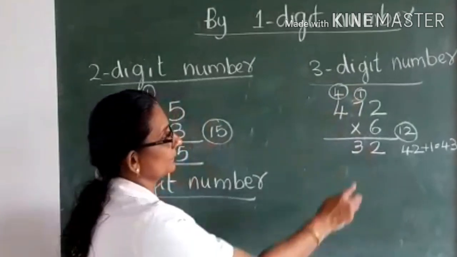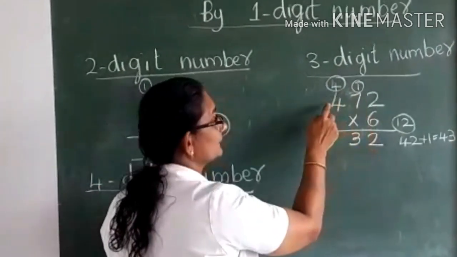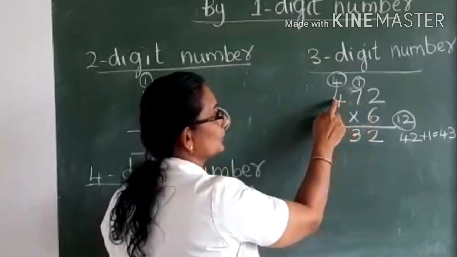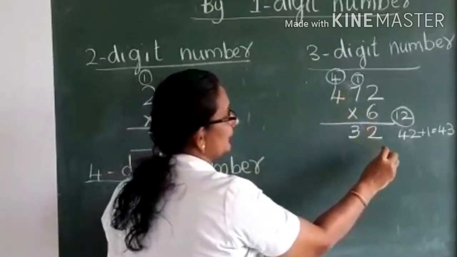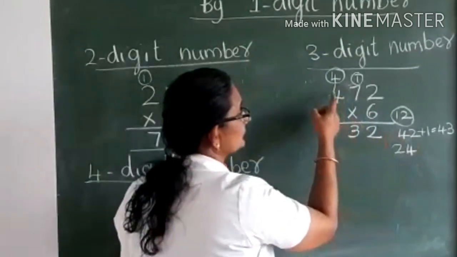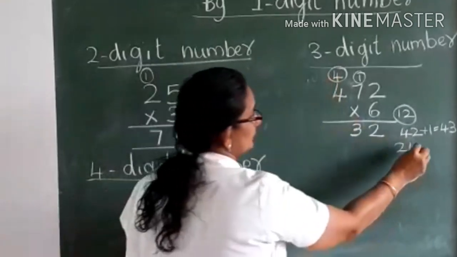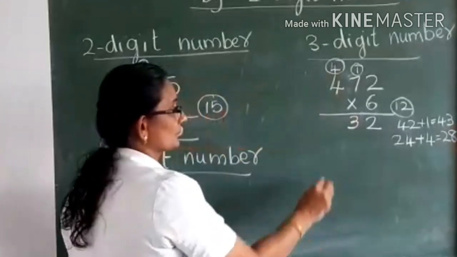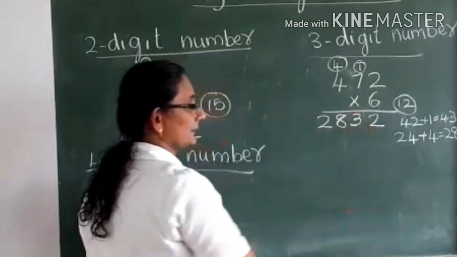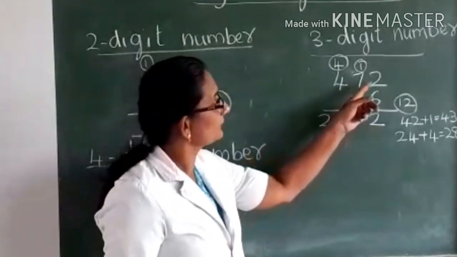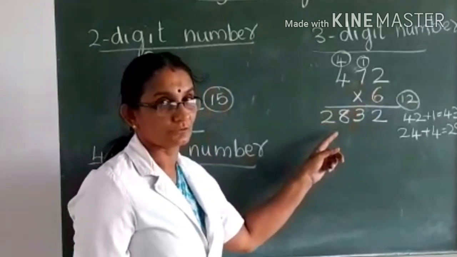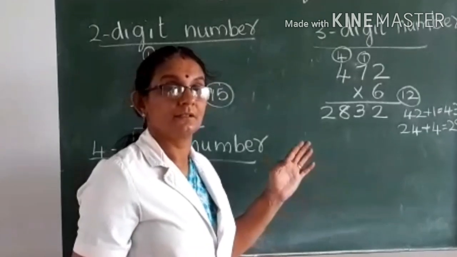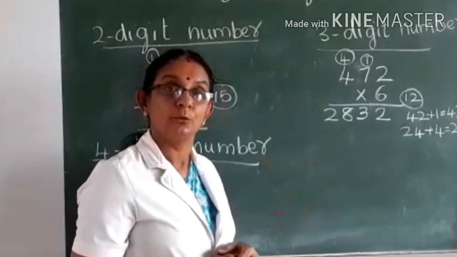Now what we have to do? We have to multiply 6 with the number in the hundreds place. 6 into 4. What is 6 into 4? 6 into 4 is equal to 24. And it is added to 4. So 24 plus 4 will give you 28. Okay. So we have to write here 28. So 472 into 6 will give you 2832. So I hope you remember how you have done the multiplication of a 3-digit number by a 1-digit number.